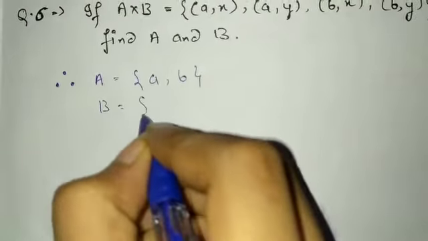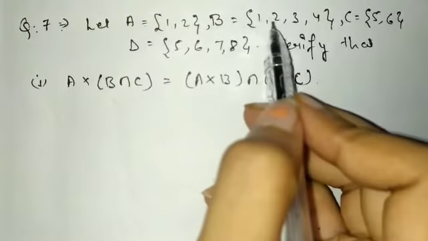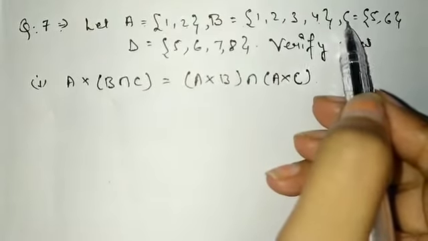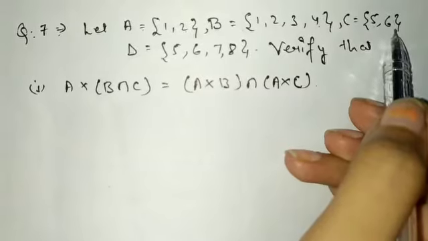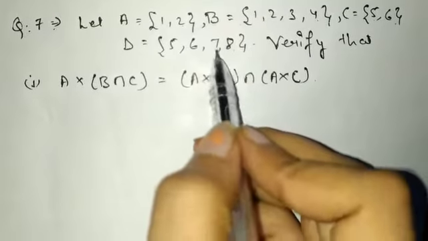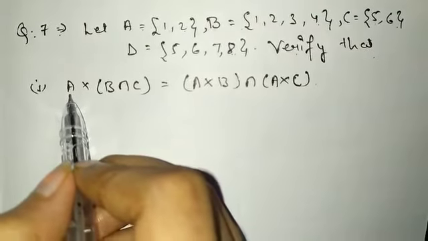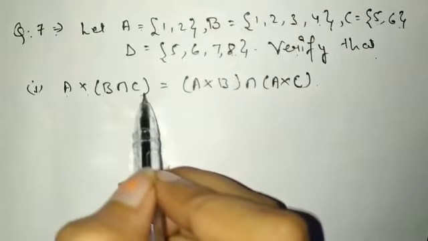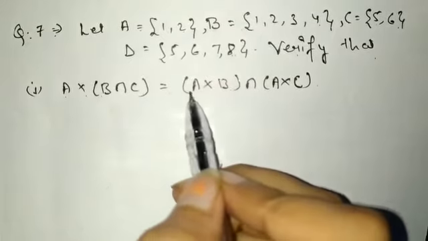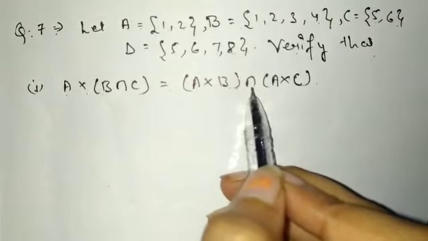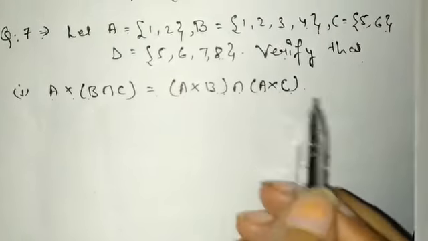Question 7. Let set A have elements 1, 2, set B have elements 1, 2, 3, 4, set C have elements 5, 6, and set D have elements 5, 6, 7, 8. Verify that set A multiplied by (B intersection C) is equal to the product of (A into B) intersection (A into C).